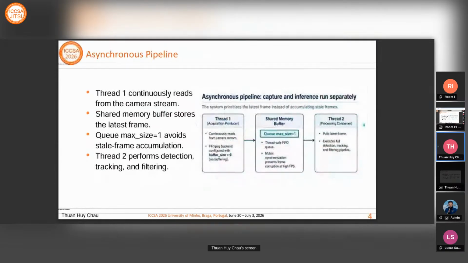Now I will explain the asynchronous pipeline. In the traditional pipeline, camera capture and inference may run sequentially, so the system can accumulate old frames. In our design, thread 1 constantly reads from the camera stream, while the shared memory buffer stores the latest frame. The queue size is set to 1, so the system prioritizes the newest frame instead of processing stale frames. Then thread 2 takes the latest frame and performs detection, tracking, and filtering.